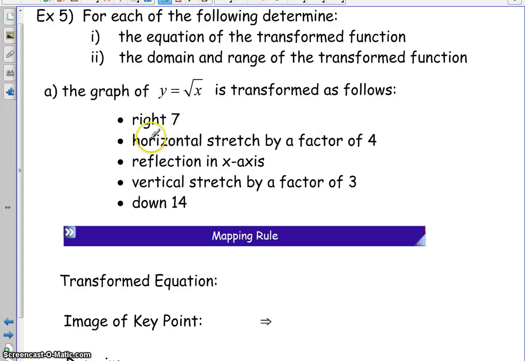So one thing I showed you guys when you're going through the mapping rule is, when we're going through transformations, make a note to yourself which ones are affecting the x coordinates, which ones are affecting the y coordinates, and then of course note the order in which they happen. So here, right 7 affects the x, a horizontal stretch affects the x, a reflection in the x-axis would be changing the y. Vertical stretch by factor 3 affects the y, and so does down 14. So now we can apply these transformations in order to get our mapping rule.